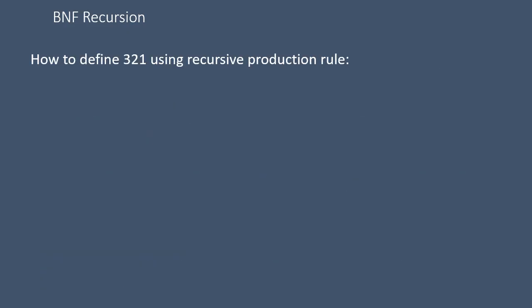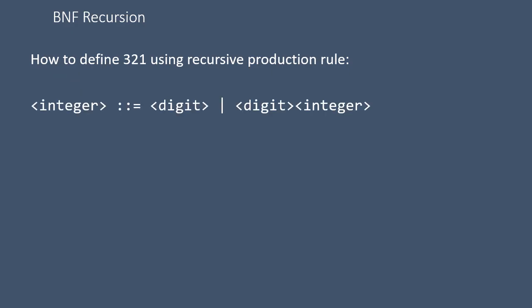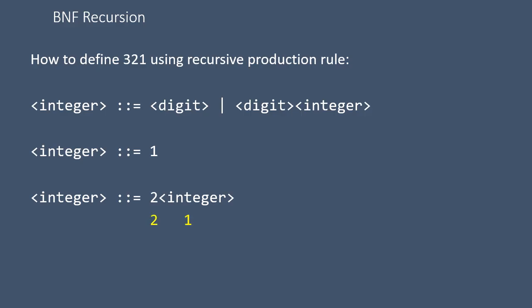So let's have a look at how we define 321 using a recursive production rule. So this is our production rule again. Our integer on here is set to 1, it's just a single digit. Then what we do is we take our next digit, which is 2, and essentially append it to integer there. And then we take our third digit, 3, and again append it to integer, which gives us now 321.